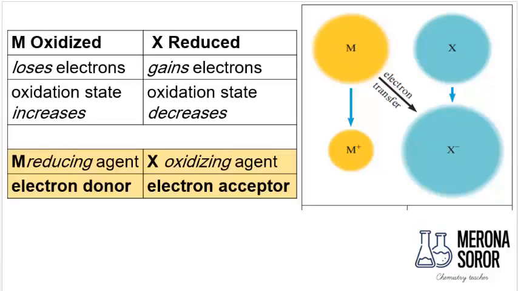We can summarize this chemical reaction in this table. M will be oxidized, meaning it loses one or more electrons, meaning its oxidation state increases. X will be reduced, meaning it gains one or more electrons, and its oxidation state will decrease. M will be the reducing agent, meaning electron donor. X will be the oxidizing agent, meaning electron acceptor.